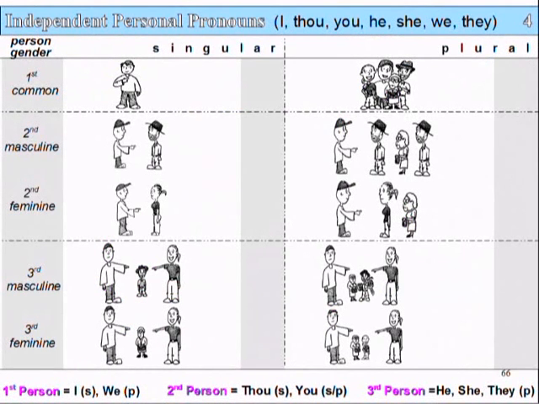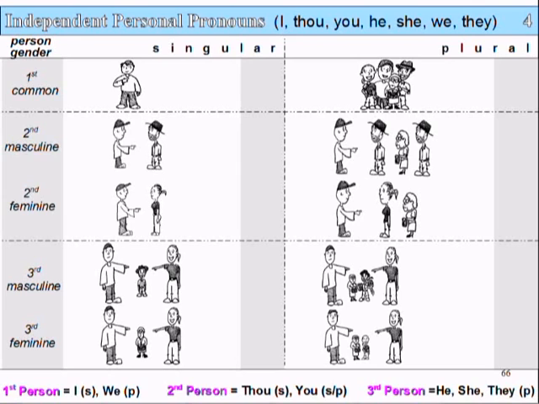Slide 66, Lesson 4, Independent Personal Pronouns. I, thou, you, he, she, we, they.